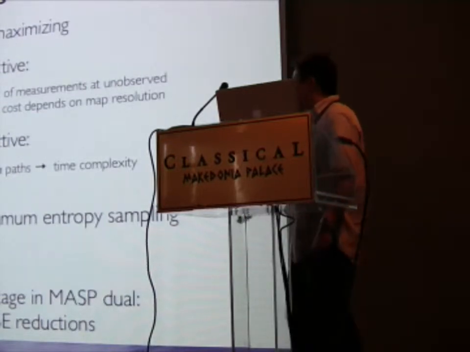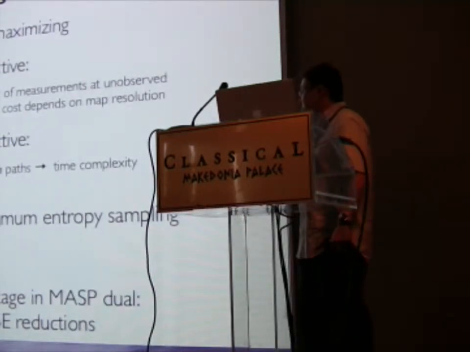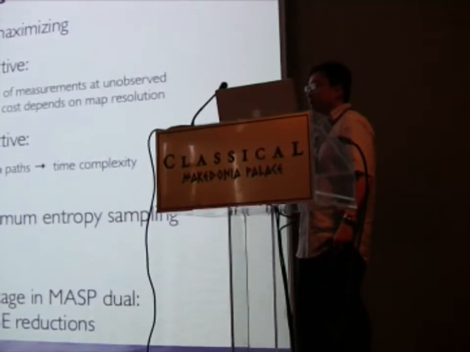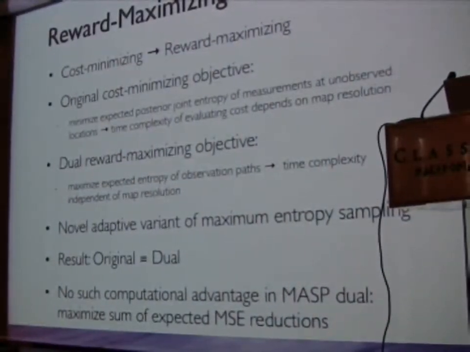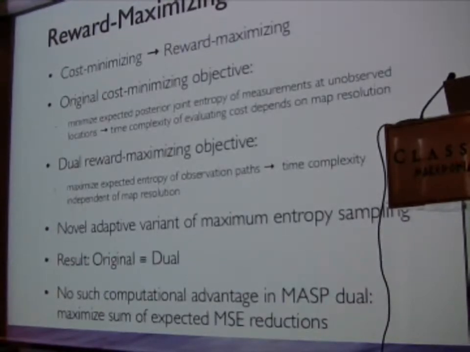Now, on the other hand, just now I mentioned that in my previous work I made use of the MSE, or mean squared error criterion. For the dual of that problem, there's no such computational advantage, in the sense that it's not independent of the map resolution. Because the dual problem is actually maximizing the sum of expected mean squared error reductions, which involves all the locations in the map.